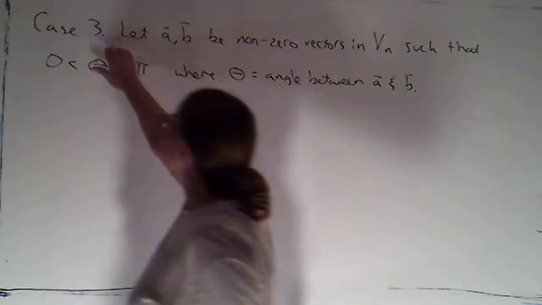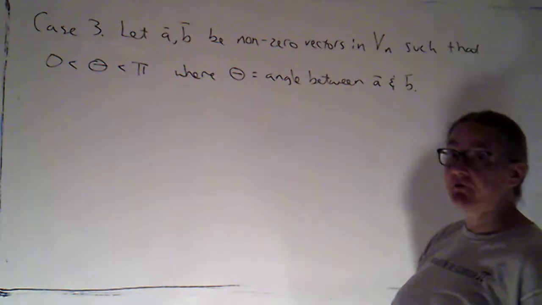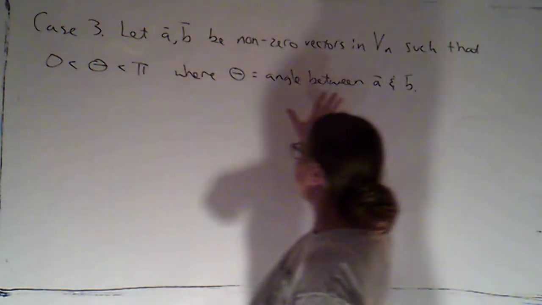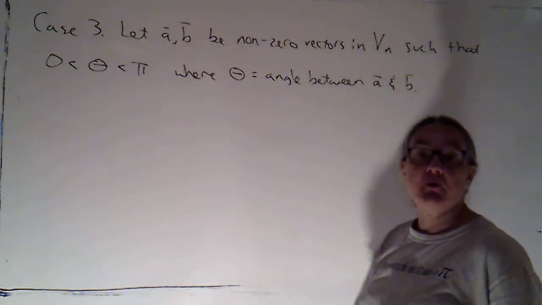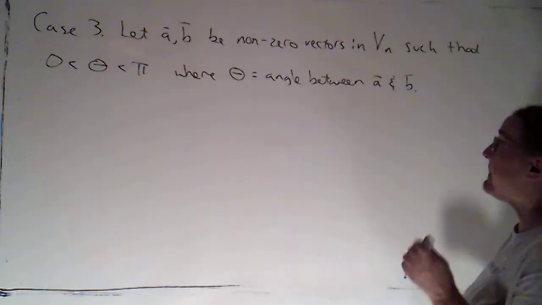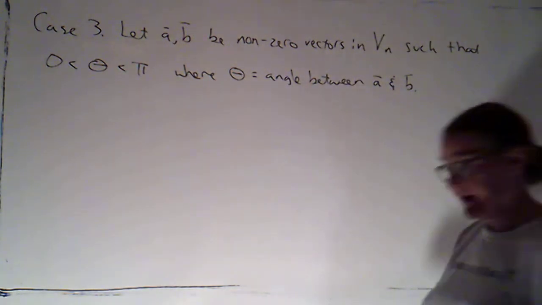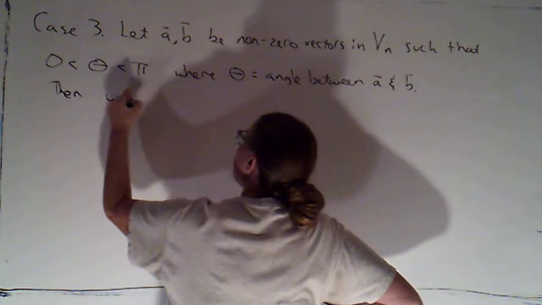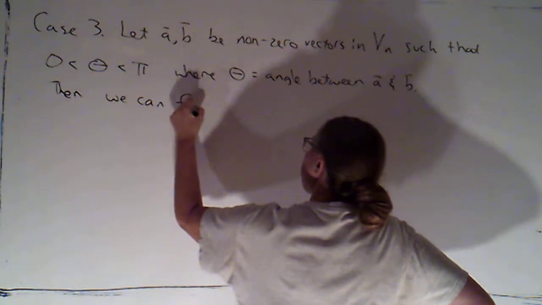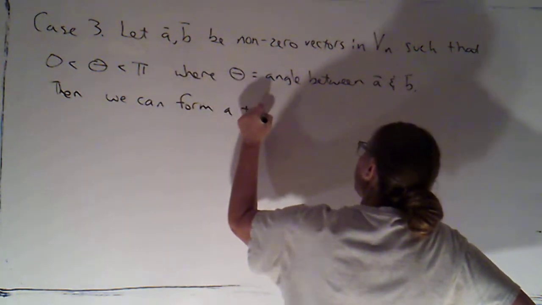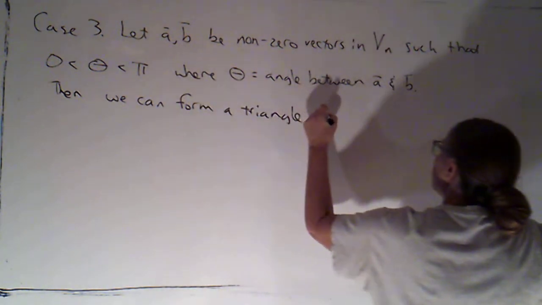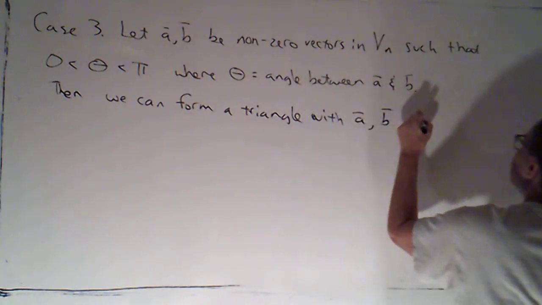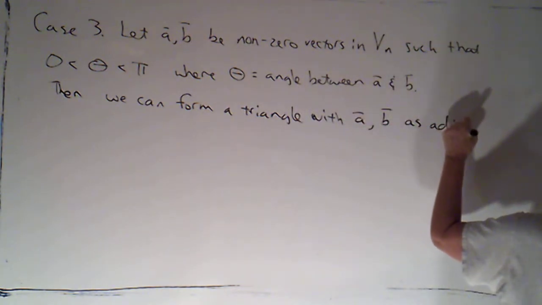Take a look at case 3. So we're going to have A and B be non-zero vectors in n space such that theta, which is the angle between them, is strictly between 0 and pi, so that they are not parallel vectors. Okay. So then when that's the case, we can form a triangle with A and B as essentially adjacent sides.